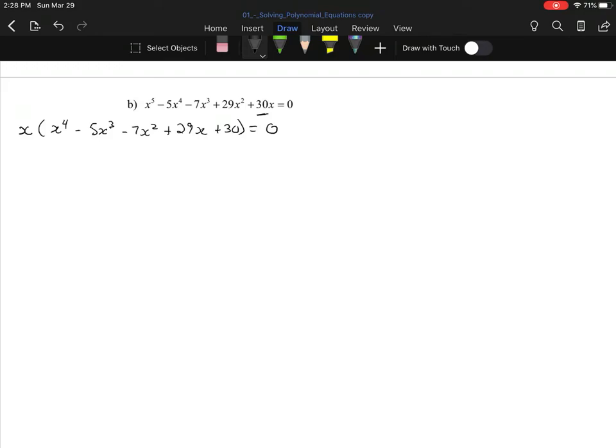So isn't that nice? I mean, just for that reason alone, watch out for common factoring so that you know you've taken care of one of the degrees right off the hop. It'll also mess you up with the coefficients if you don't do it. But okay, so then to do the rest of the factoring, let p at x equal x to the power of 4 minus 5x cubed minus 7x squared plus 29x plus 30.